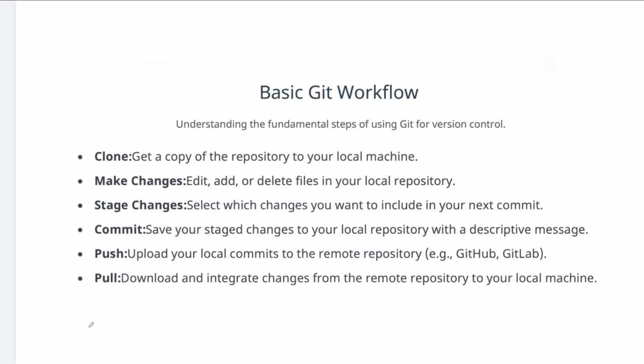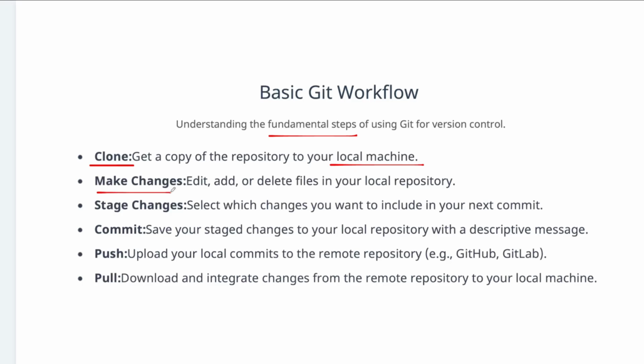Okay. Now next one, we'll know what are basic Git workflows. Understanding the fundamental steps of using Git for version control. First thing is, when you approach a code base, a development code base or a test code base, you have to clone the repository to your local computer, whether it's a laptop, desktop, or wherever you are doing your coding or testing. That's where you have to clone. That part is called clone. Cloning a remote repository to a local repository.